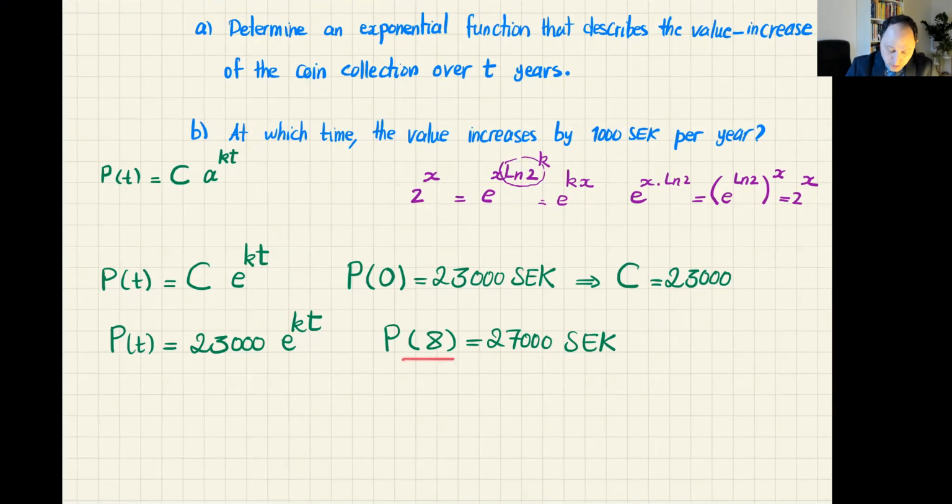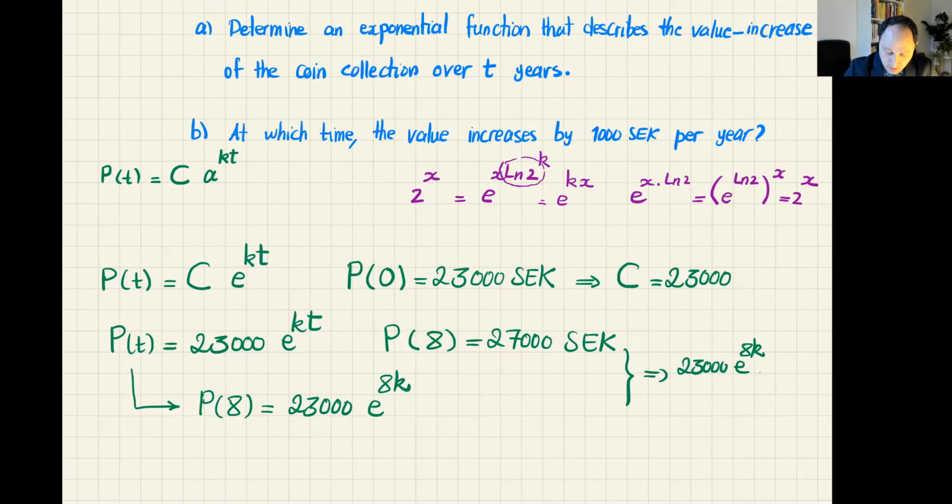So I know this, I know this. If I ask you what is P of 8 from here, you know what to do. You just replace t with 8, so it becomes 23,000 e to the power 8k. So on the one hand, P of 8 is this. On the other hand, P of 8 is given directly to be 27,000. These two values should be the same because they are expressing the same quantity. So this means that 23,000 e to the power 8k is equal to 27,000.